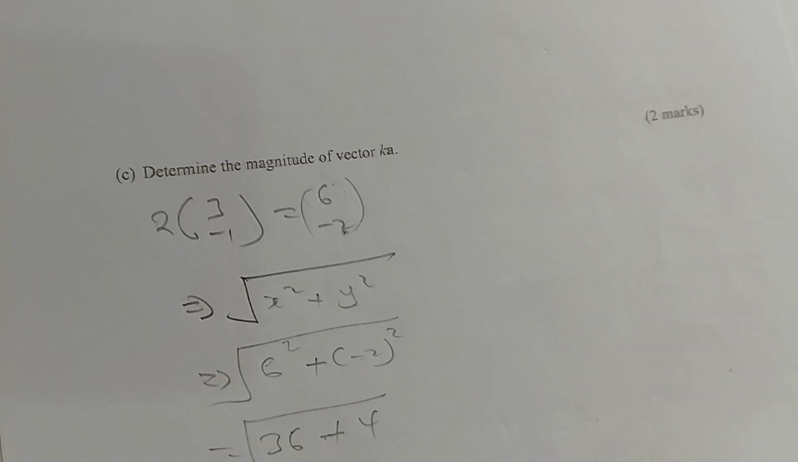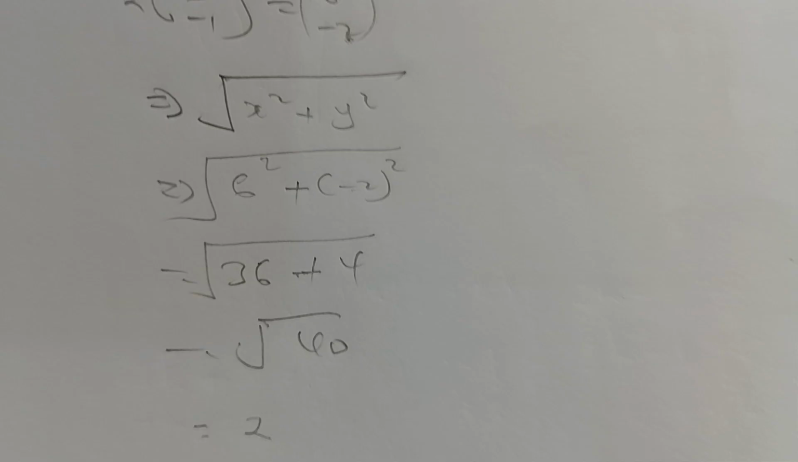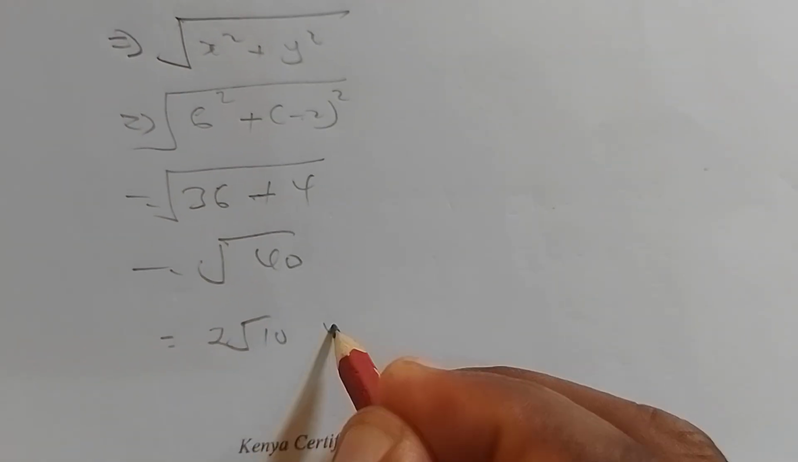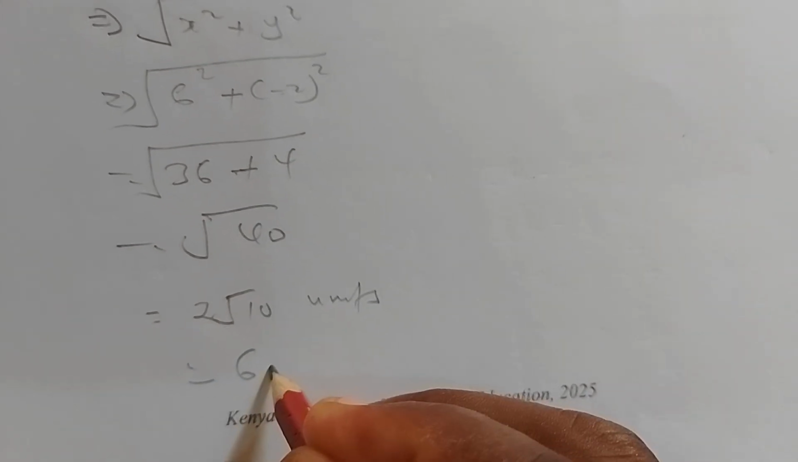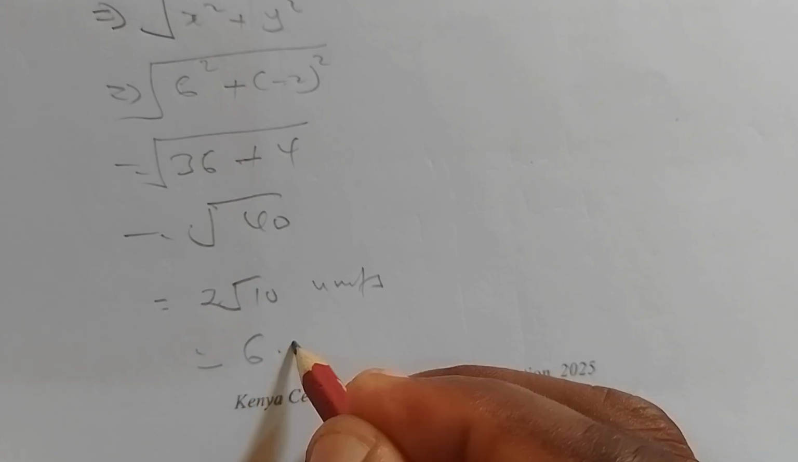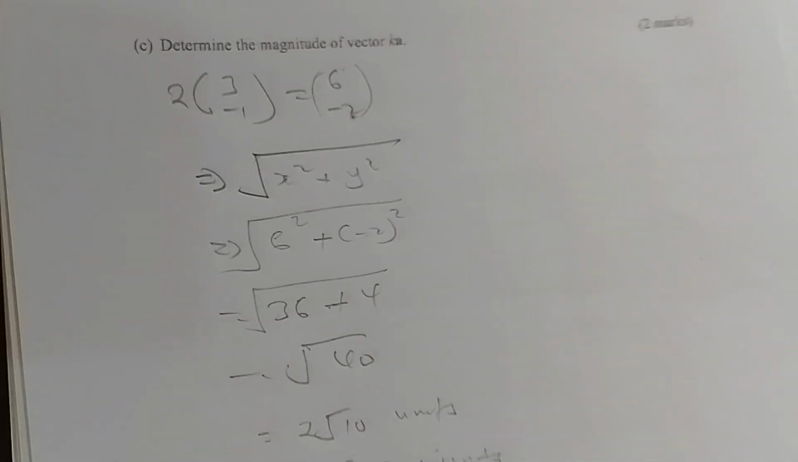The square root of 40, learners, we can express either in surd form, which will be 2 root 10 units, or in decimal, you can write 6.325 units to 4 significant figures. That is how we do this.